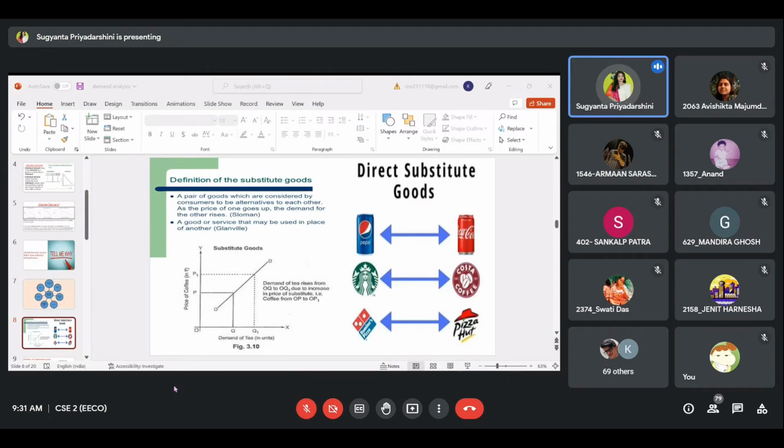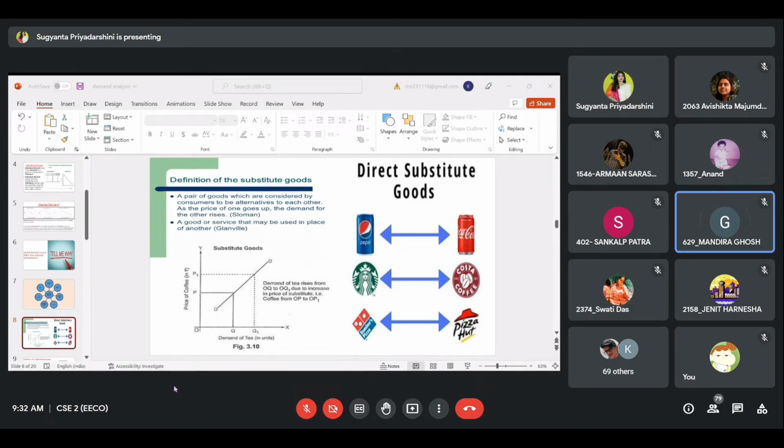Okay, so these are some of the examples of substitute goods, like Pepsi and Coke, or Starbucks and Costa Coffee, or Domino's and Pizza Hut. These are a few of the examples under substitute goods. And here what do you see? There is a direct relationship, that is, when the price of coffee increases, the quantity demanded for tea will also increase. Is it clear?